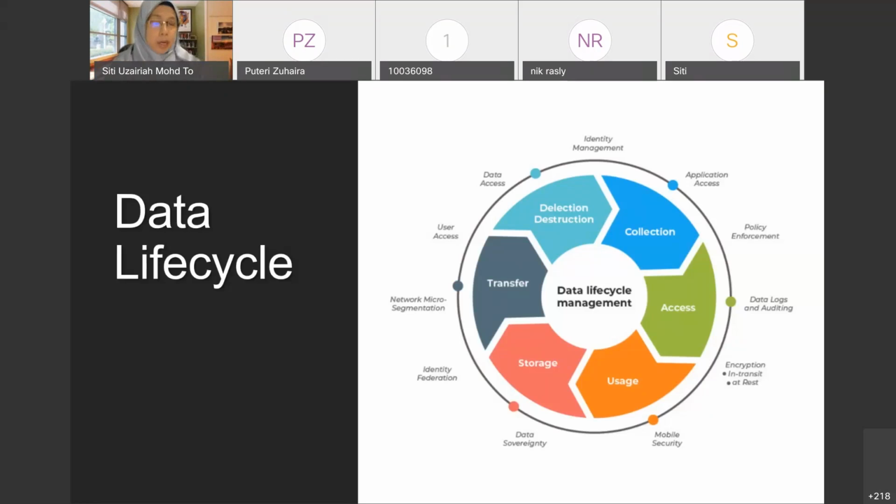And the transferring of data, going to pass to a third party or, for example, TNB has a subsidiary company, and then finally, for the old data, you want to delete or destruct the data, because we cannot keep the data for more than a certain number of years, for example. Okay, so that is the data cycle.